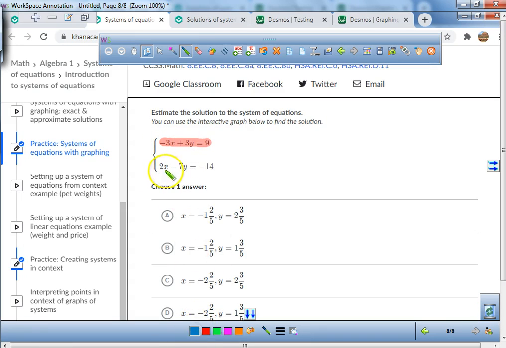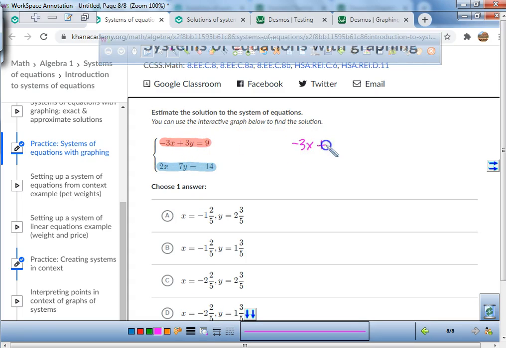There's my red one. There's my blue one. So I want you to write this down. Negative 3x plus 3y equals 9. And then right next to it, I'm going to put 2x minus 7y equals negative 14.